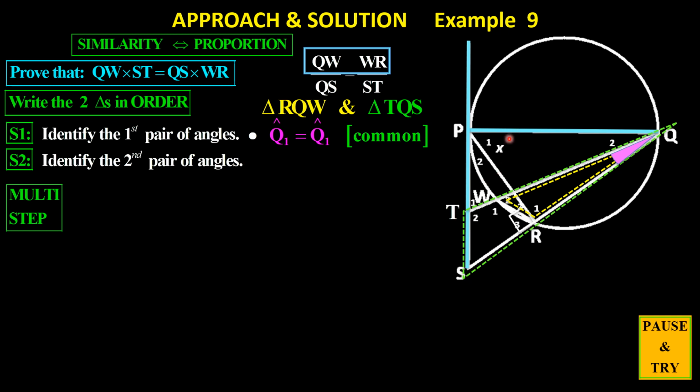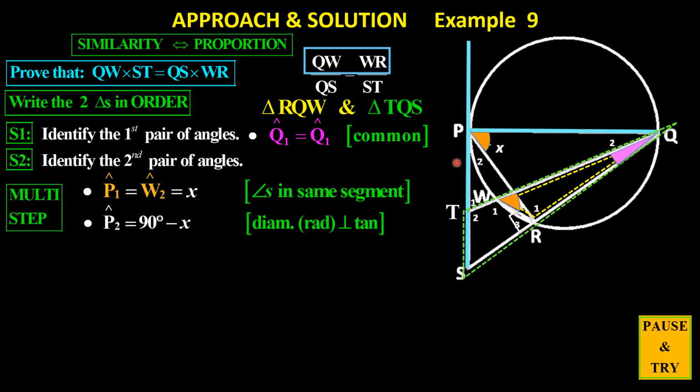We've got angle P1 is X. And P1 there is equal to which other angle do you see in that circle? That's correct. It's equal to W2. You see there's P1 and there's W2. Angles in the same segment. Okay. So there we've got that X, and that other one is also going to be X. Now, what do we know about a diameter and a tangent? They're perpendicular. So we can work out P2. P2 is 90 minus X.